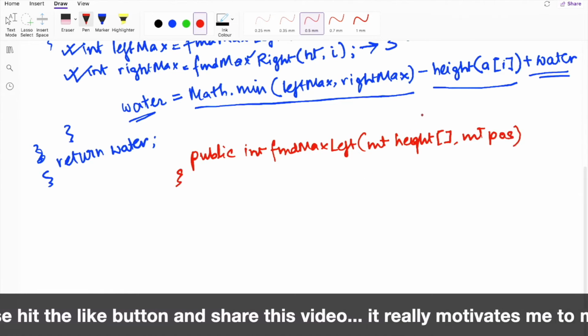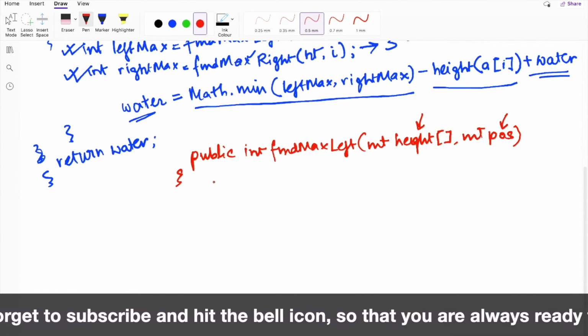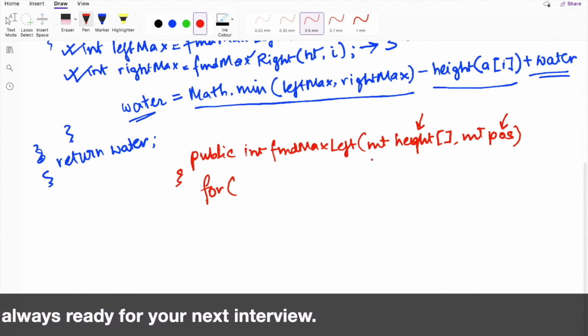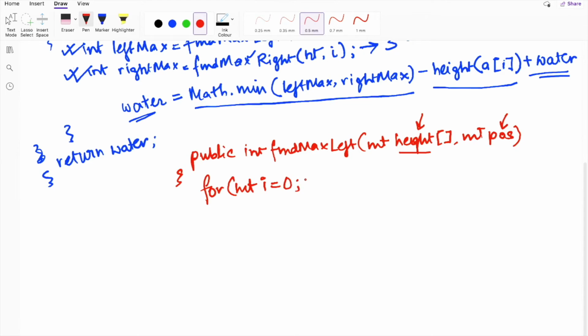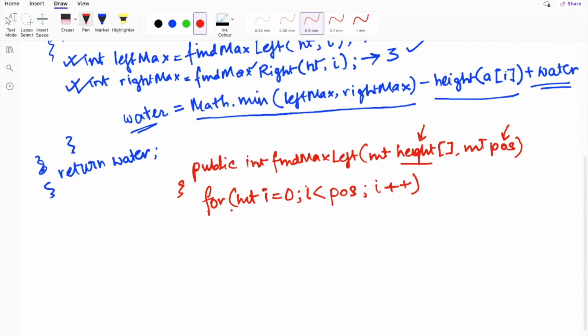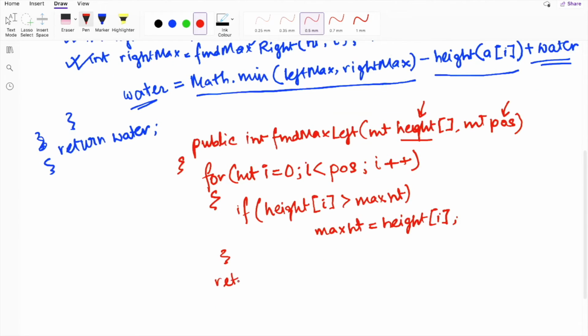So here we are passing the entire array and the position from which we need to calculate the height on the left side. So here we will write the for loop for iterating over the array of heights. We will start our iteration from i equal to 0 till the position before that. And at the end we will return the maximum height. First we need to initialize the maximum height to 0.